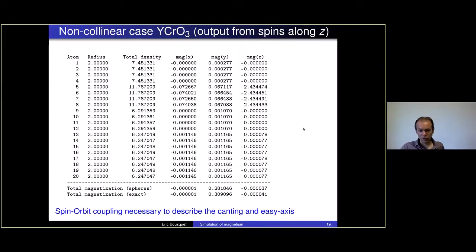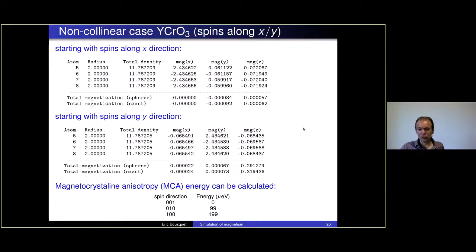And now if you continue, I put the spins along Z because experimentally it is along Z, but I can also suppose that I put the spins along the Y or the X direction. But from DFT, we minimize the energy to find the ground state energy. And this means that for each spin direction, I can estimate the energy. This means I can have access to the magnetocrystalline anisotropy as well.